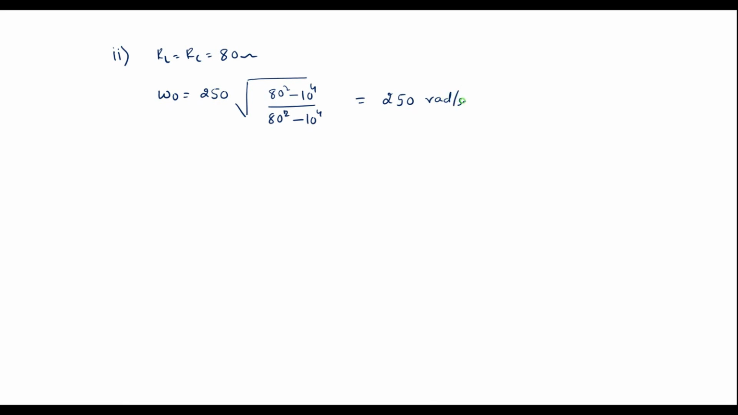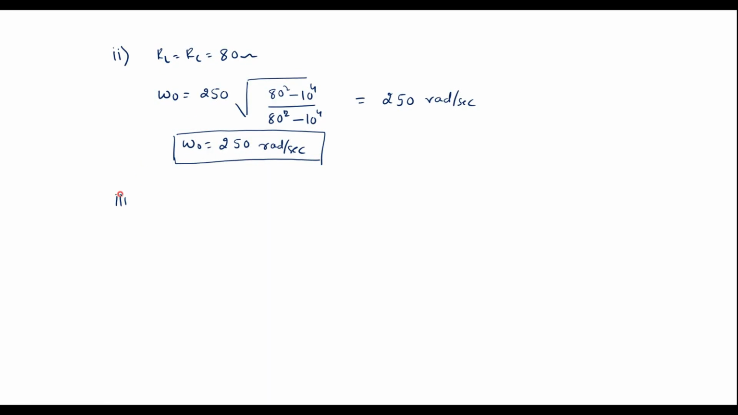Now let me consider case 2, where RL equal to RC equal to 80 ohm. Therefore omega naught is equal to 250 times under root 80 square minus 10 power 4 divided by 80 square minus 10 power 4. This term gets cancelled and becomes 1, and the square root of 1 is 1. Therefore omega naught is equal to 250 radians per second. This is the resonant frequency when we consider RL equal to RC equal to 80 ohm.